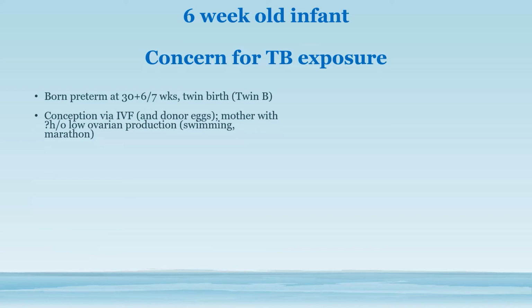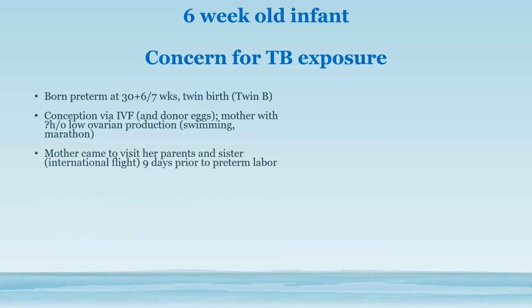Mother reported that she'd been told by her physicians in her native country that she had low ovarian production, and they weren't really sure if this was because she's very active. She likes to swim, she's run marathons. She's had one prior child who is 7 years old, but she and our patient's father had difficulty conceiving future pregnancies until the use of the IVF. Mother had actually come to Houston to visit her parents and sister 9 days prior to going into preterm labor.